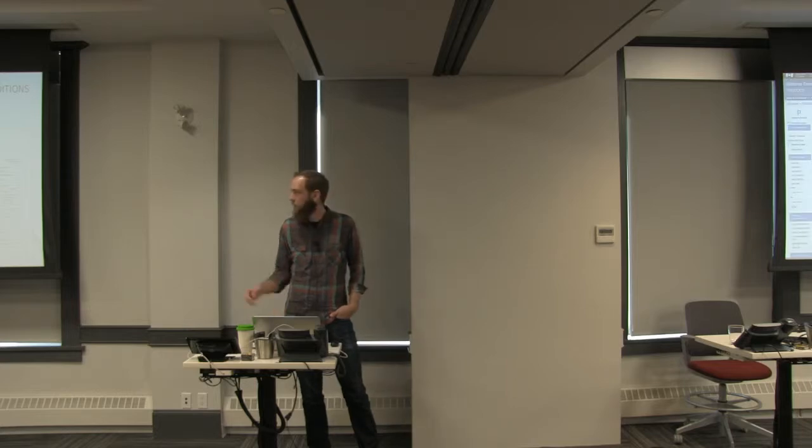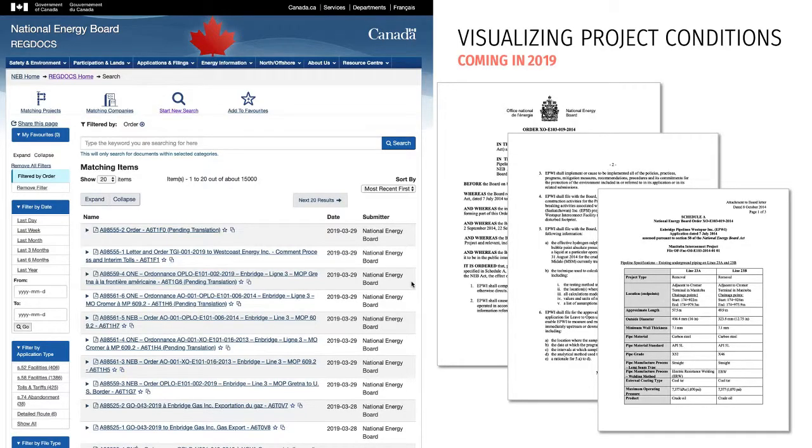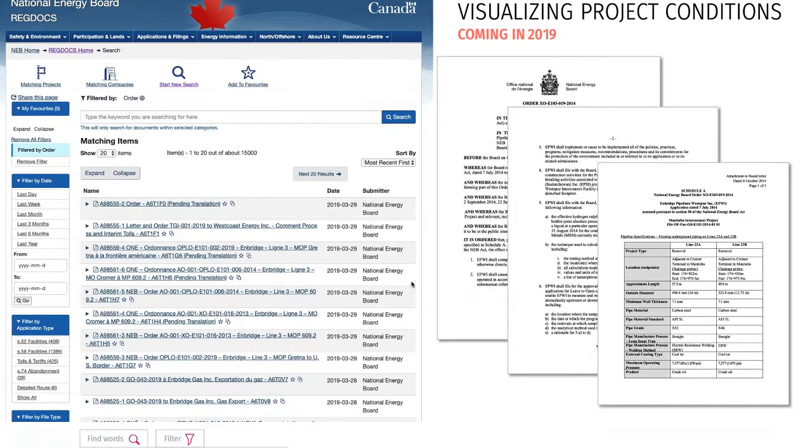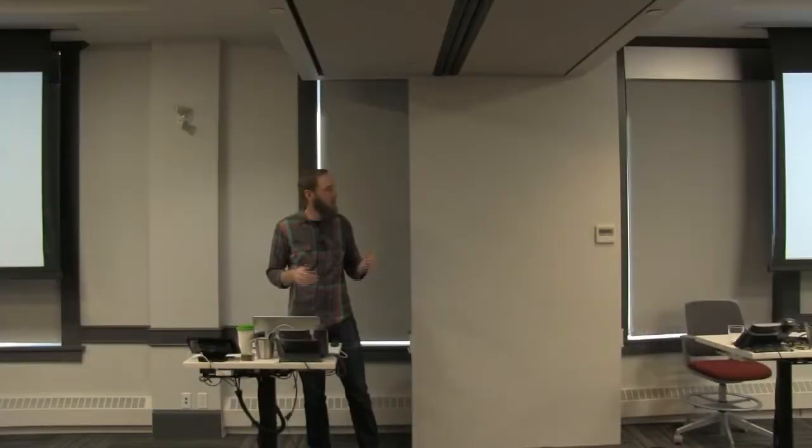It's currently accessible via a web interface that makes it pretty challenging to actually find any individual condition or order from the NEB. And so what we're working on coming in next year is an interface that's actually much more playful, that tries to make it possible to very quickly find the sets of conditions and the pipelines where conditions are being put in place around any particular issue, and still provide access back to the raw text. So this is something that's actively in development, and I think we'll have a version of it live at some point, probably in the next couple of months.